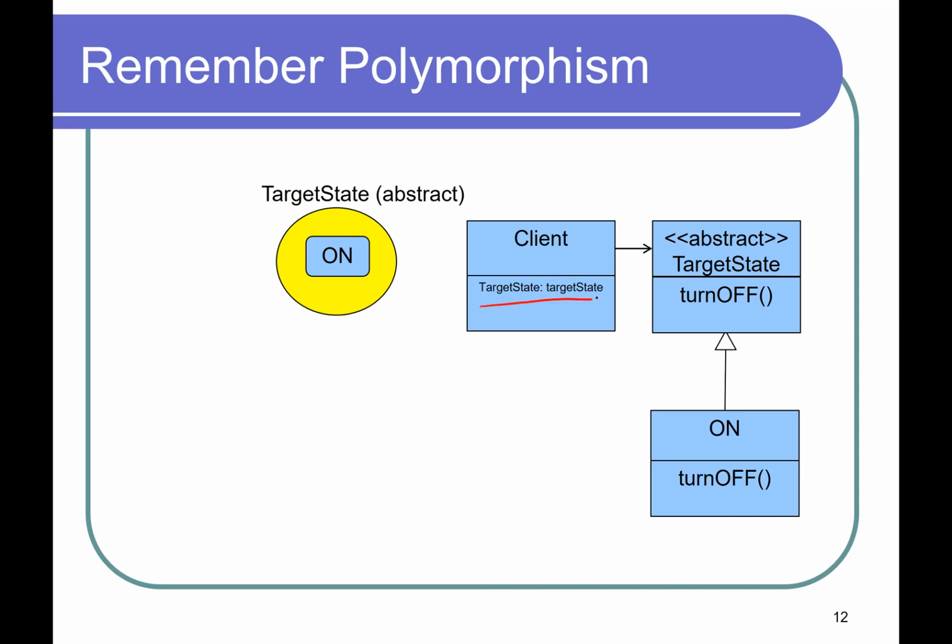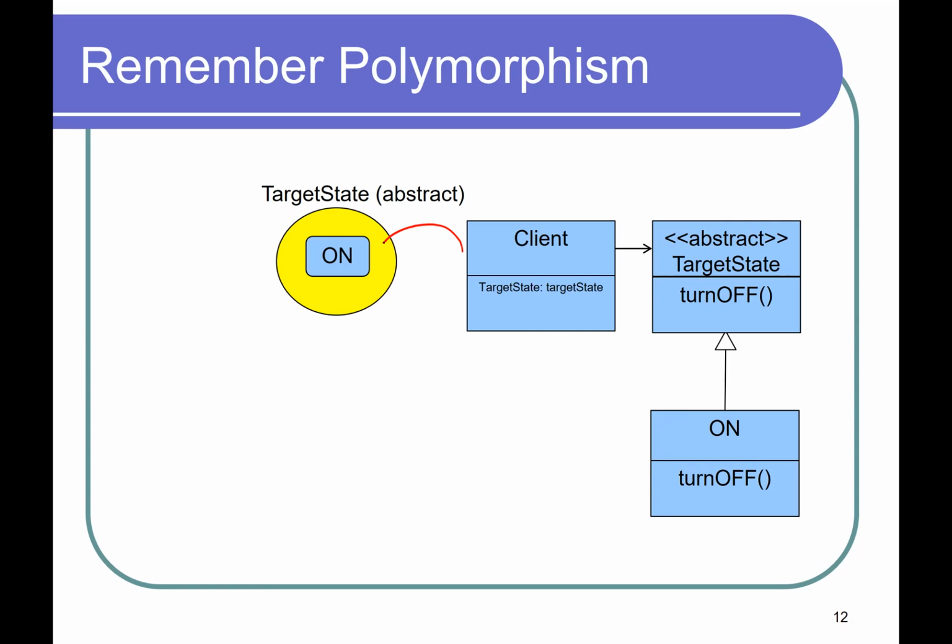So the client here, this variable target state, what really happens and how polymorphism actually works is that you have an object and it has an envelope. Okay. The envelope from the outside has a name, but what's inside is something else. Okay. So the envelope from the outside says target state, this one over here. But what's really inside is an object of type on. Okay. From the perspective of the client, it looks like all I have is an object of type target state.